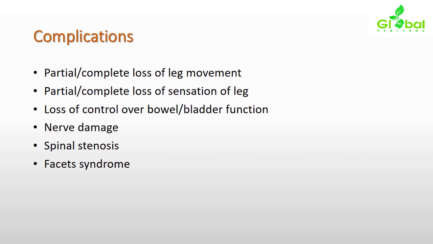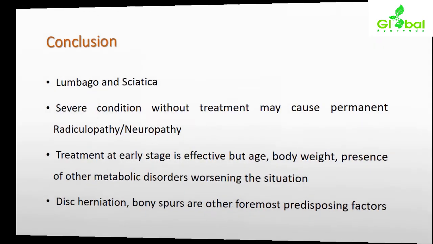Certain complications: partial or complete loss of leg movement, or partial or complete loss of sensation in the leg, can happen as a complication of lumbar sciatica syndrome. Loss of control over bowel or bladder function, along with nerve damage, spinal stenosis, and facet syndrome, which mainly affects the facet joints. These are some major complications of lumbar sciatica syndrome.